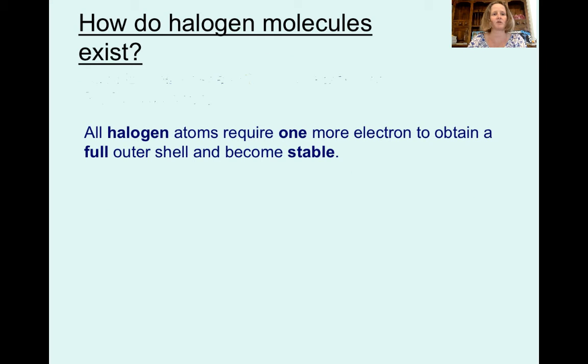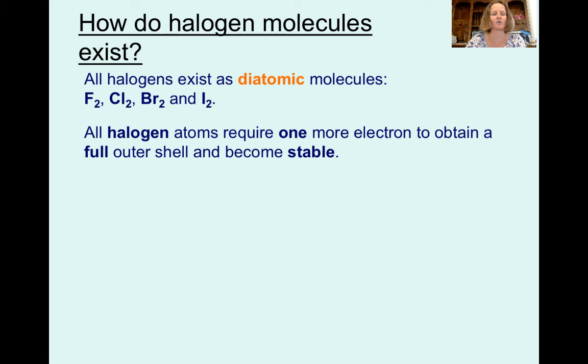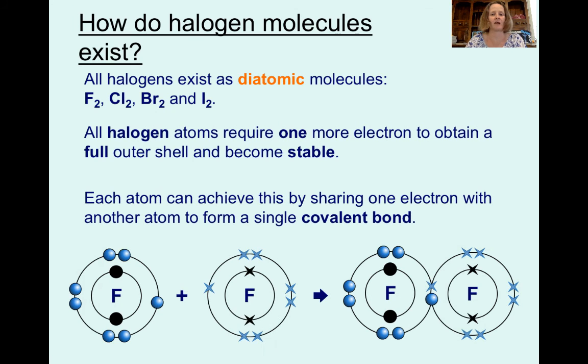How do halogen molecules exist? Well, they all exist as diatomic molecules. So fluorine exists as F2, chlorine as Cl2, bromine as Br2, and iodine as I2. This is because, in order to become as stable as possible, the halogens require one more electron in their outer energy shell. And they can gain this extra electron if they share it with another atom of the same element.